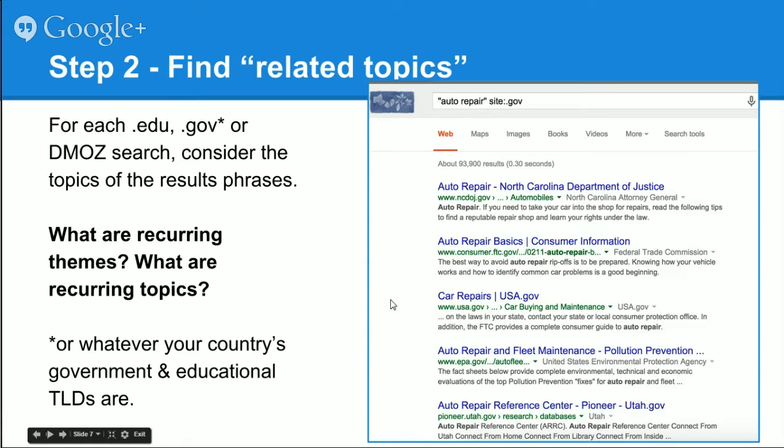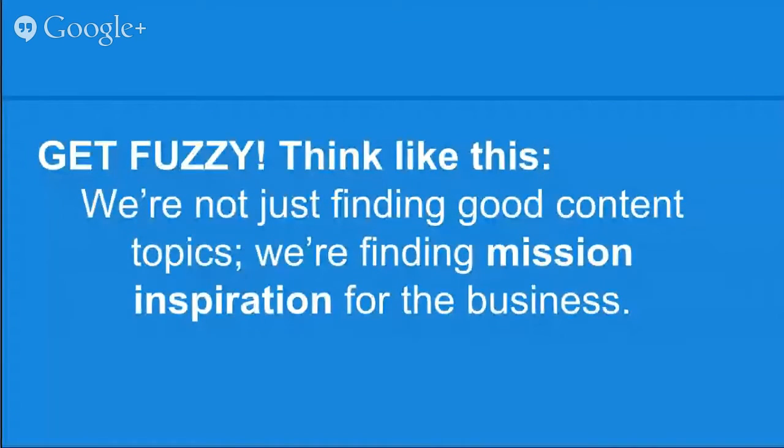The fifth one is interesting. Auto Repair Reference Center. I don't quite know how to... It looks like a database. So that gets interesting as far as a sort of a product, right? Like a repair database. I don't see that as being quite a sort of manageable topic area, but it is interesting as far as what types of content is out there on government websites that's related to auto repair. So again, get fuzzy. We're not just finding good content topics, we're potentially looking for mission inspiration for the business.